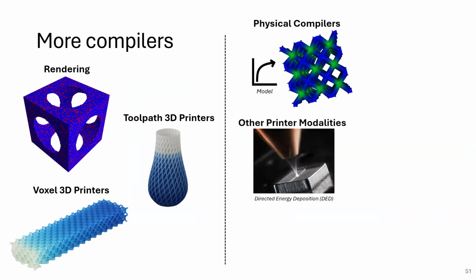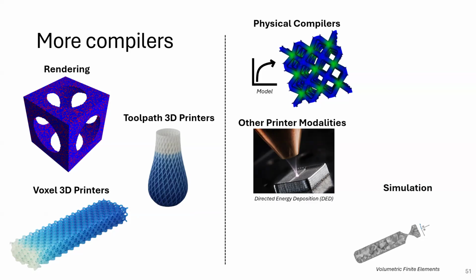We're also interested in looking at other printing modalities. So this is directed energy deposition. We've gotten some interest in 3D printing with this. This process is a metal 3D printing technology. So there's now 3D printers that are capable of depositing different ratios of different alloys to create functionally graded alloys. So that's something we're very interested in expanding into.